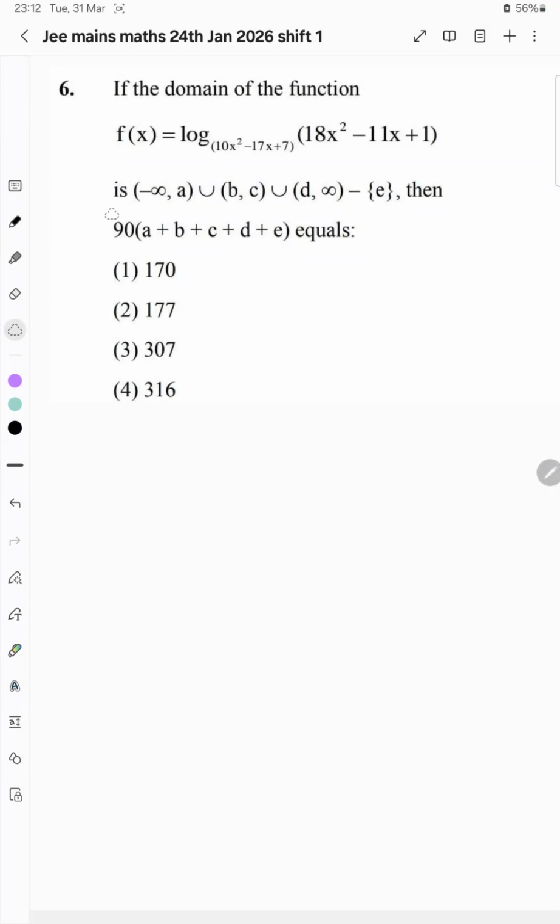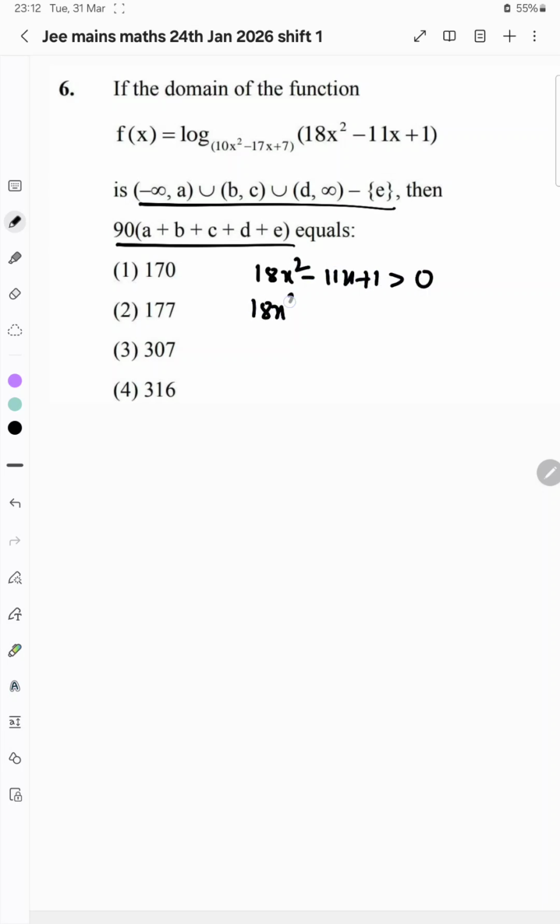The domain of the function is, they gave one interval, then what is this value we should find. Let's take all the conditions and we will find the x values which are satisfying all the conditions. That is the domain, right? First condition, 18x square minus 11x plus 1 must be what? Positive, because log is defined only for positive values.